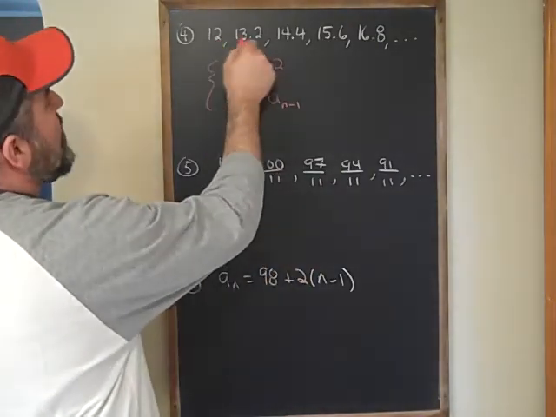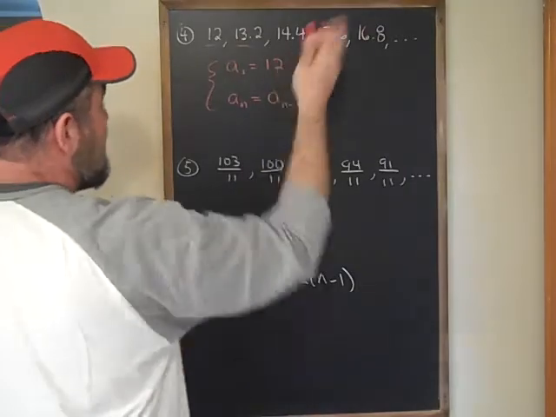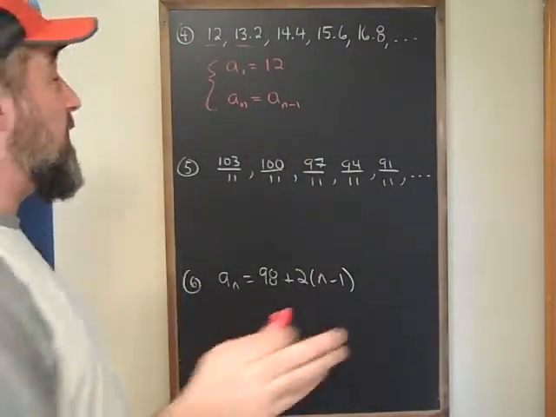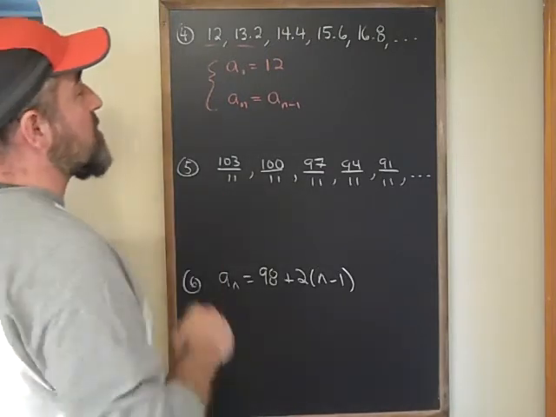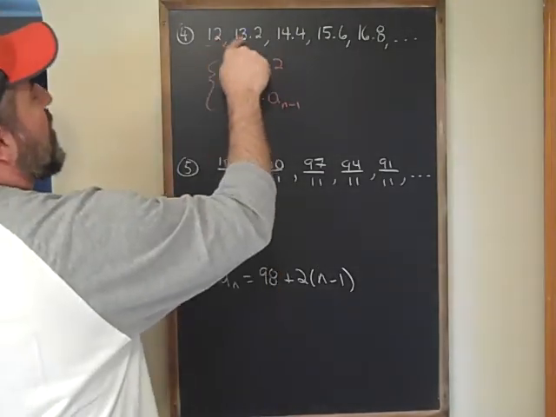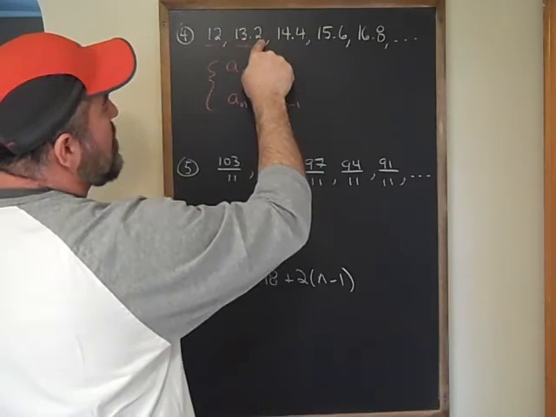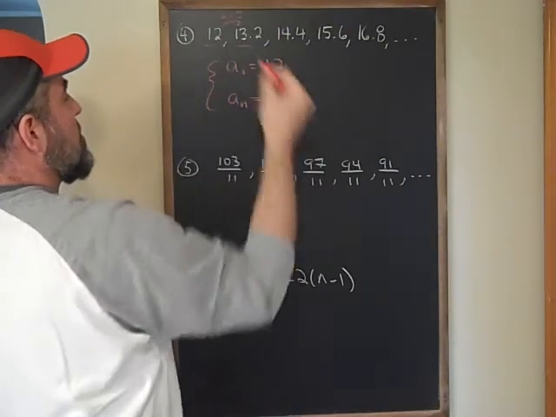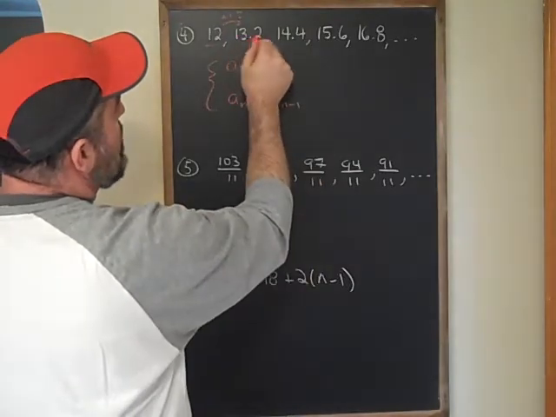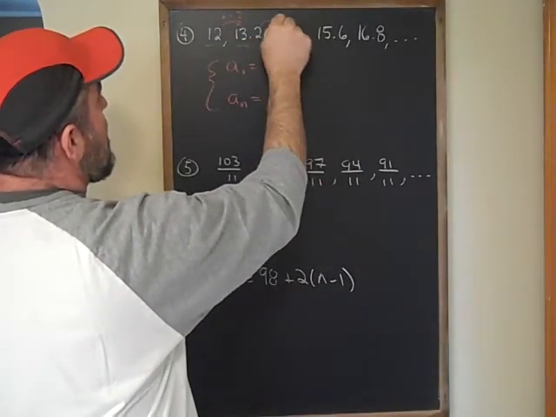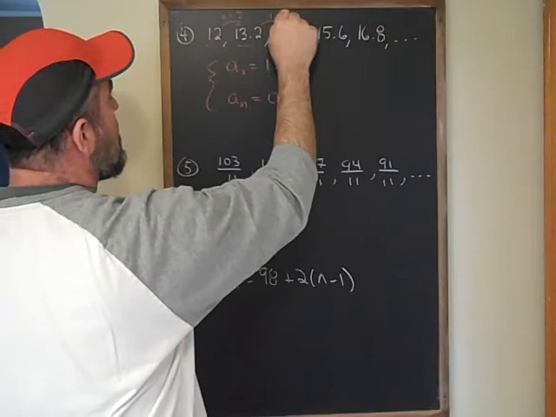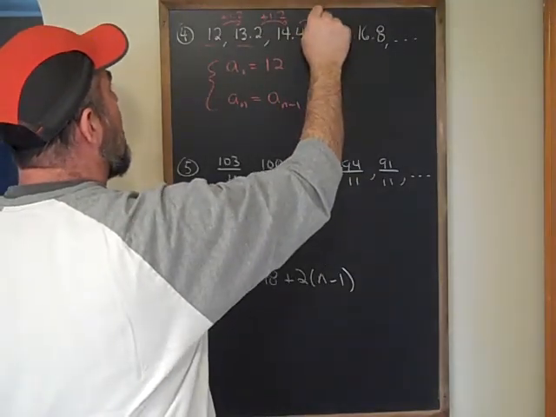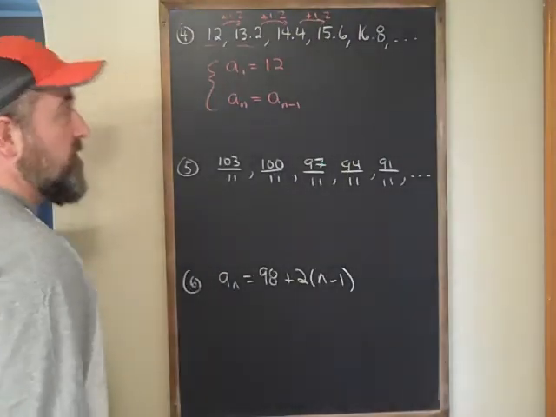With all these decimals, I don't think I want to even consider could it be geometric. Maybe it is, but I don't think I want to go down that route first. Well, to get from 12 to 13.2, I add 1.2. If I add 1.2 to 13.2, I'll get 14.4. So, hey, that's the same. And again, if I add 1.2, I get to 15.6.